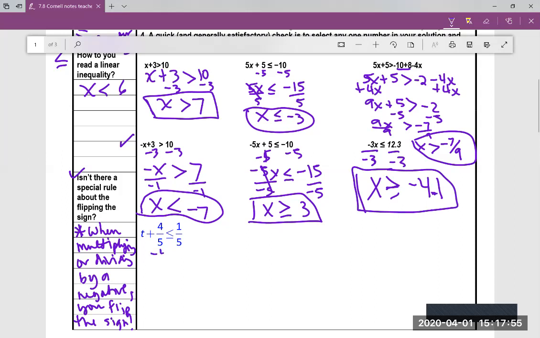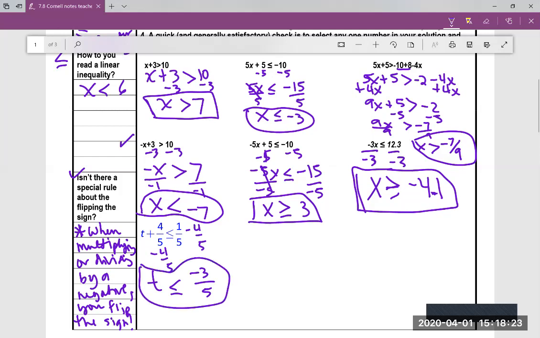This one right here, it's not too bad. Let's just see that we have to subtract 4/5 from both sides to get t on a side by itself. And so we end up with 1/5 minus 4/5. If the number on the bottom is the same, if the denominator is the same, you can go ahead and just do the math on the top. So 1 minus 4 is negative 3, and it's negative 3/5.